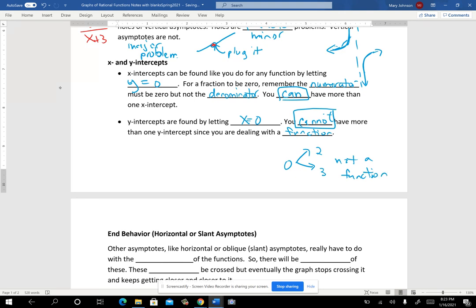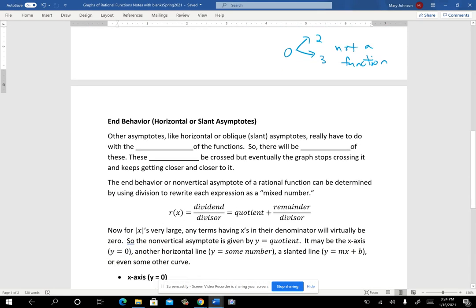Okay. But it's okay if you had a rational function that maybe did something like this. Well, let me just give you an easy example. Like a polynomial, for instance, looks something like that. You can have lots of x-intercepts, and it's still a function. Okay. All right, so let's move down.